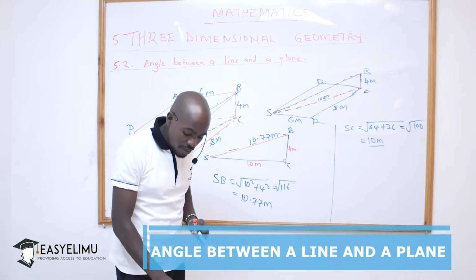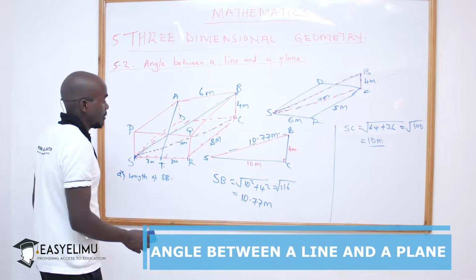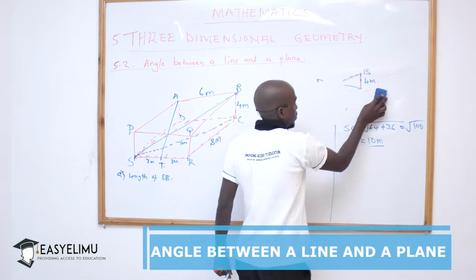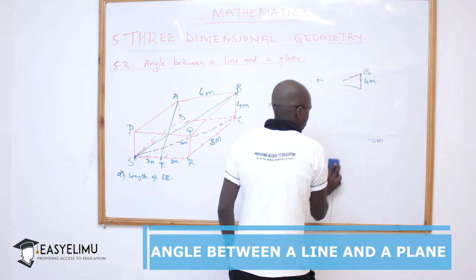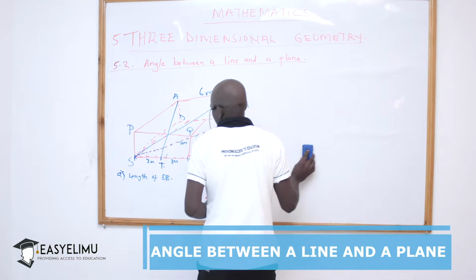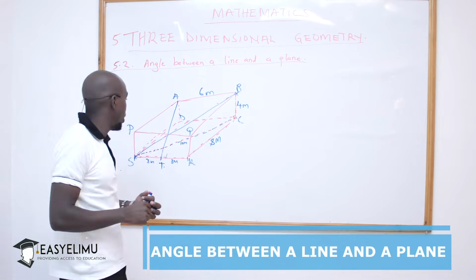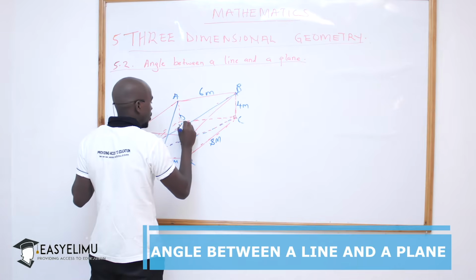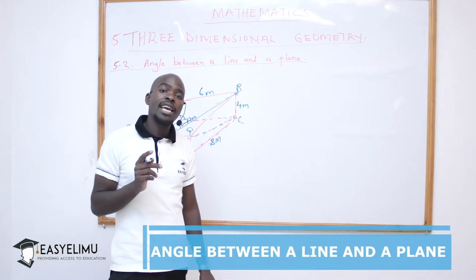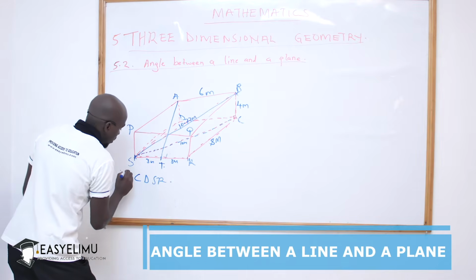Another question is the angle between SB and the plane CDSR. First question was to find the length of SB, and we have found SB is 10.77 meters. And now we need to find the angle between the line SB and the plane CDSR. This is the plane.